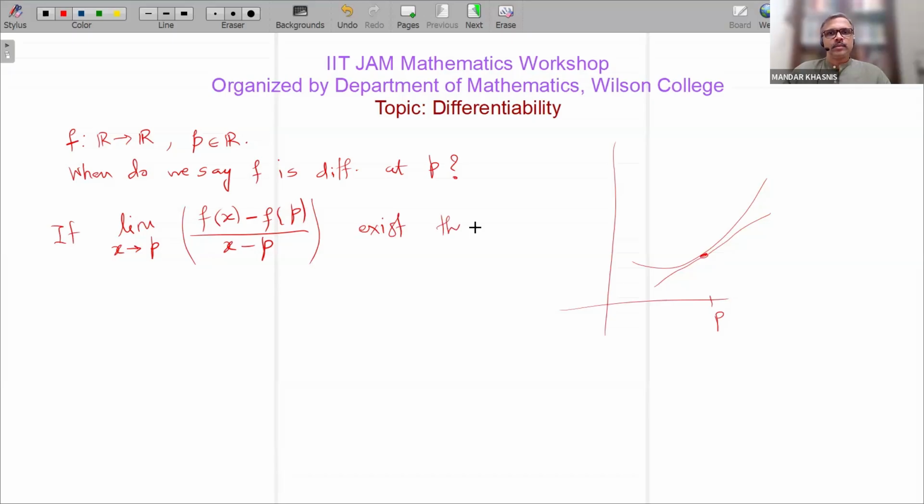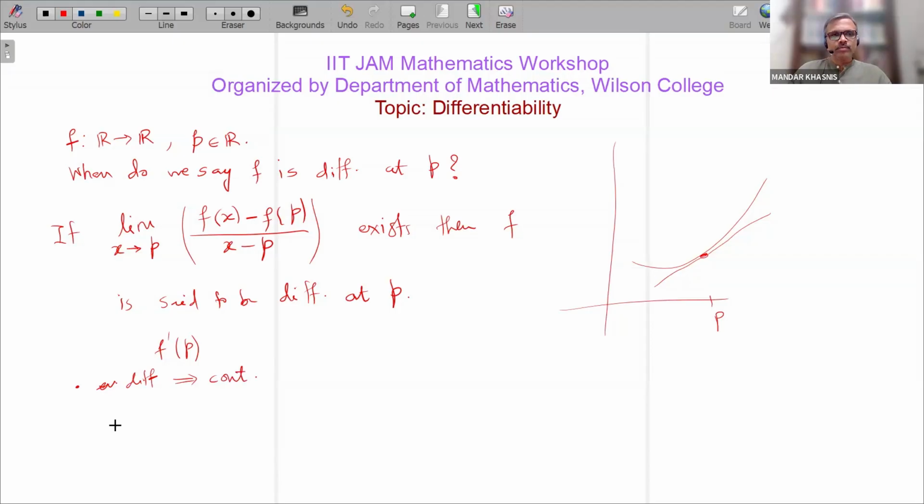then f is said to be differentiable at p, and in that case we denote the derivative of the function at p by f dash p, and the derivative of the function at p is nothing but the value of this limit. Fine, good. A quick point we noted: differentiability is going to give me continuity.